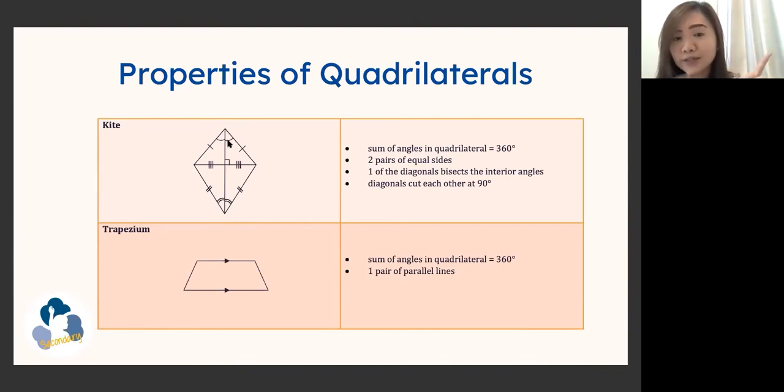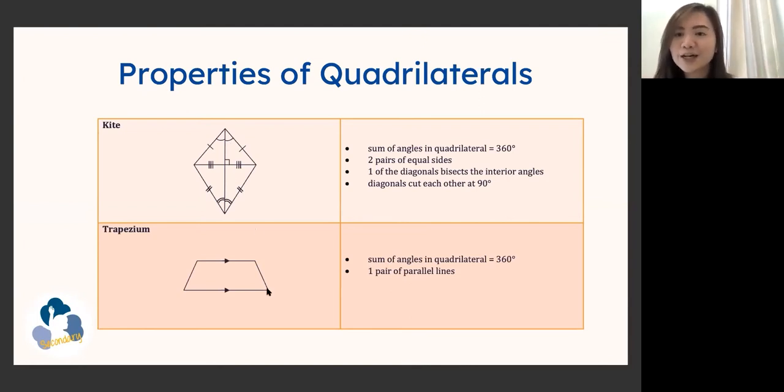The shorter one will not. Okay, so always remember this. And the diagonals of a kite will intersect at 90 degrees. So that means they will meet at 90 degrees also. All right. Okay, trapezium, easy.